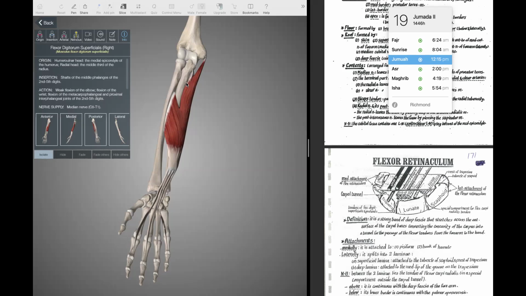The radial head, there's two heads, 1 and 2. Radial head is the middle third of the radius. That's the origin of flexor digitorum superficialis. From here and from here.